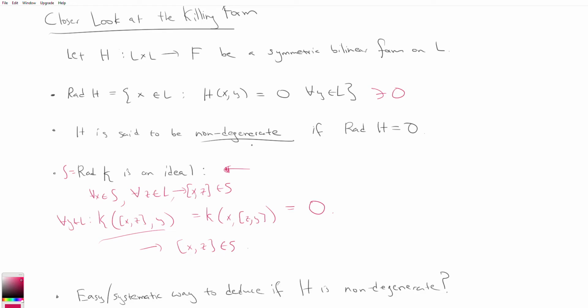In particular, we say that a bilinear form is non-degenerate if its radical is equal to 0, so it just contains the 0 vector. The natural question that follows is whether there is an easy way to deduce if a bilinear form is non-degenerate. The reason we're looking at all of this is that we are going to relate non-degeneracy to semi-simplicity. That's the goal. So we're considering the radical and non-degeneracy, and whether rad kappa is an ideal or not.